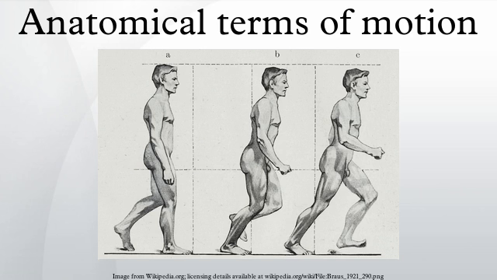Extension is the opposite of flexion, describing a straightening movement that increases the angle between body parts. When a joint can move forward and backward, such as the neck and trunk, extension refers to movement in the posterior direction. For example, when standing up, the knees are extended.